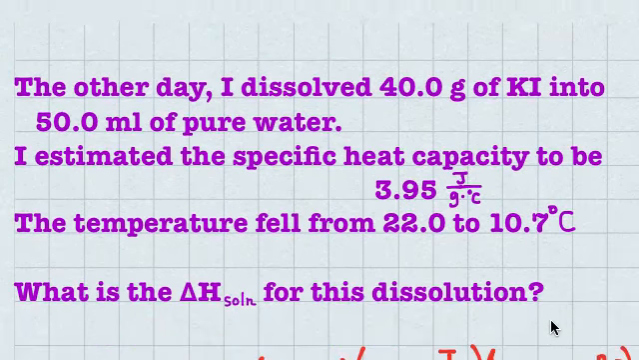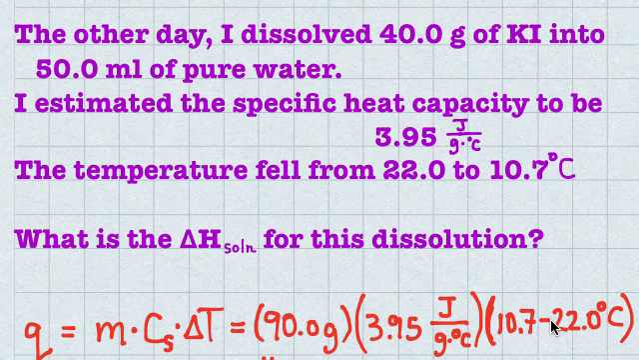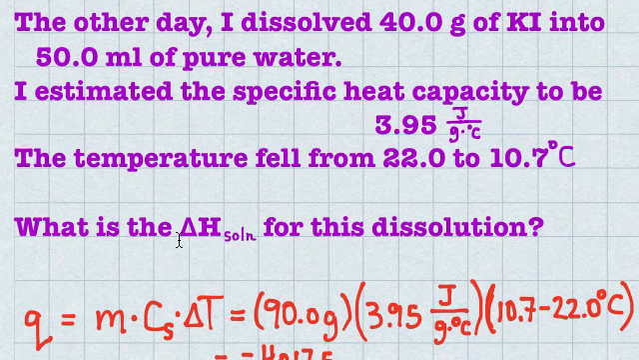And this is, I'm serious about this. I did dissolve potassium iodide in water for a fun demonstration. Made a mess afterwards, but anyways. 40 grams of KI and 50 milliliters of pure water. And I estimated the specific heat to be, now honestly I made this up, but it's a good estimate, 3.95 joules per gram degree Celsius. The temperature fell from 22 to 10.7. What's the delta H for this dissolution? Delta H of solution, dissolving that KI into water.